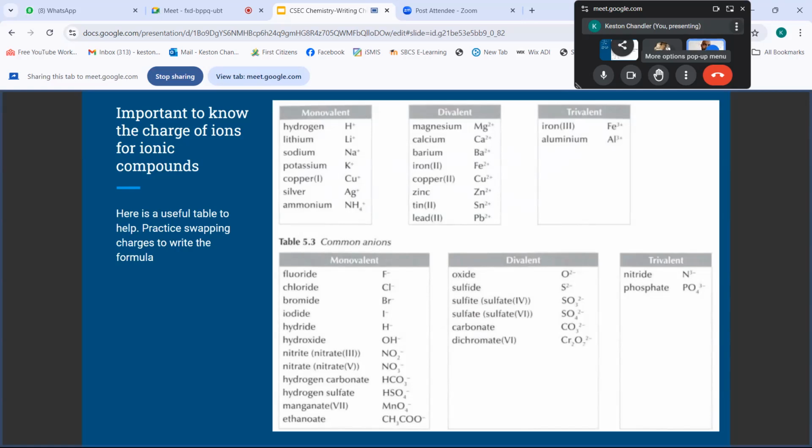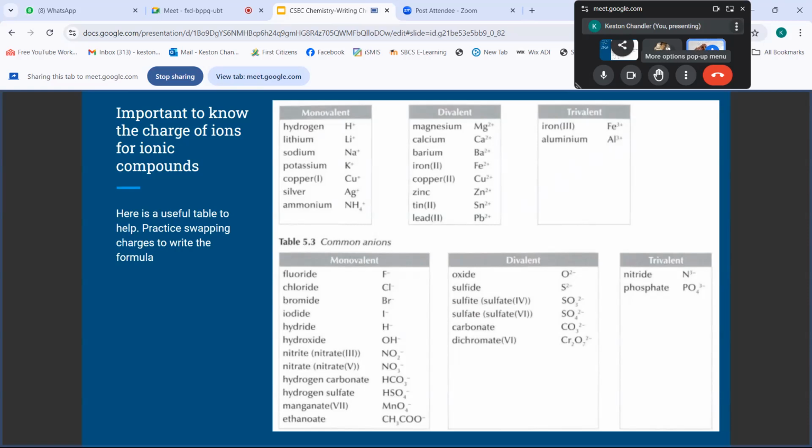So for example, if I want to write the formula for aluminum chloride, the formula will actually be AlCl3, with the 3 being a subscript. And why is that? Because chlorine is monovalent. It can accept 1 electron. But aluminum is trivalent. It has 3 electrons that it needs to give away. So we need 3 chlorine atoms in order to accept these 3 electrons from the aluminum.